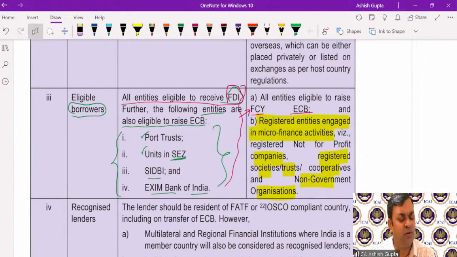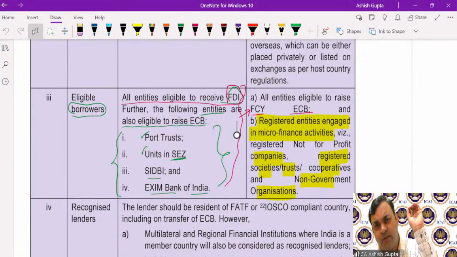Eligible borrower is clear. It means eligible borrower in case you are going to receive ECB in foreign exchange, then 2 types of person. All the persons who are eligible to receive FDI, they are eligible. This is the first point. And for the second point, what is mentioned? The 4 authorities as specifically provided, they are eligible to receive ECB under FCY. In case of INR, what they have mentioned is that all entities who are eligible to receive under FCY ECB are eligible, plus Section 8 company or society or trust who are doing business for non-profit making.